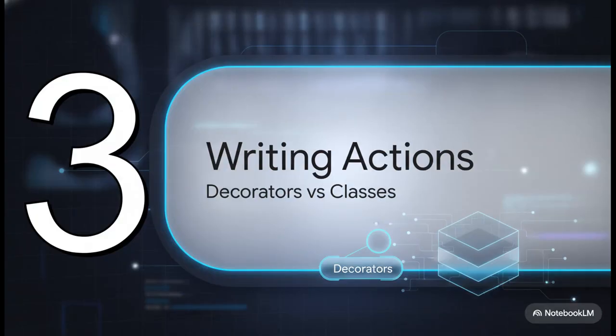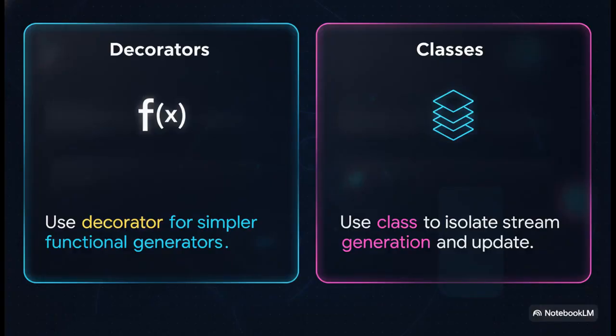Section 3. Writing streaming actions. Decorators versus classes. When you're actually writing these actions, you basically have two choices. You can use the decorator form for simpler functions or the class-based pattern. The class approach cleanly isolates the stream generation in a stream_run method from the actual state mutation in an update method.